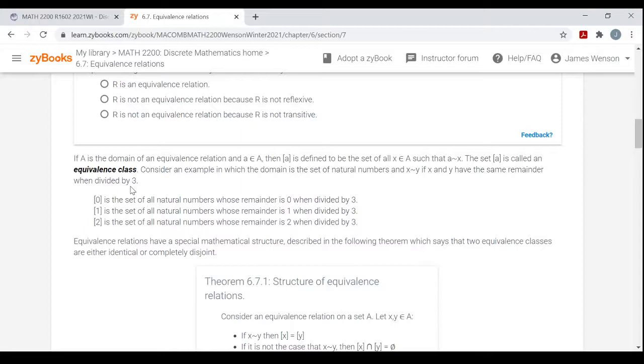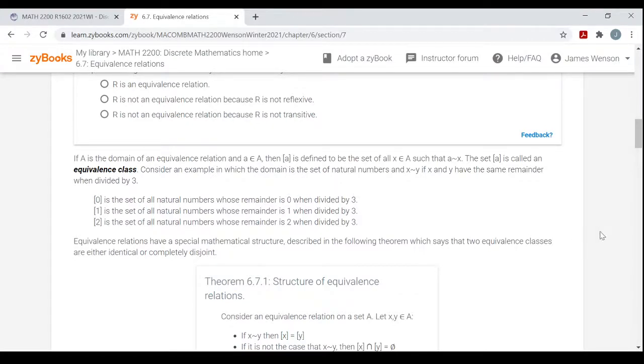And that's it. Whenever you divide by an integer n, your possible remainders are 0, 1, 2, all the way up to n minus 1. So again, x is related to y if x and y have the same remainder when divided by 3. They give us some examples here of equivalence classes. So the equivalence class for 0 is the set of all natural numbers whose remainder is 0 when divided by 3.